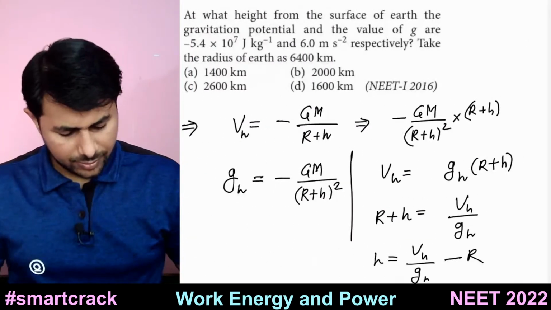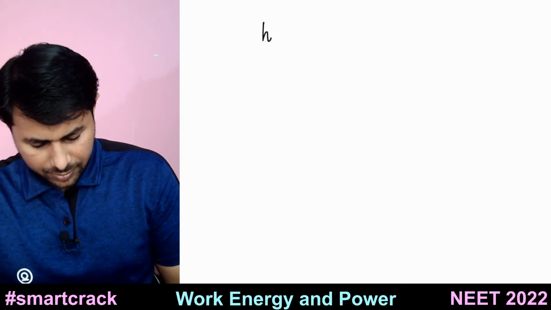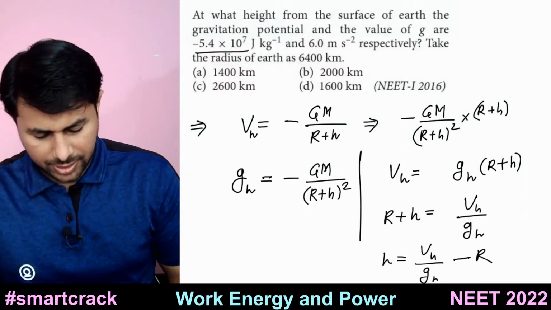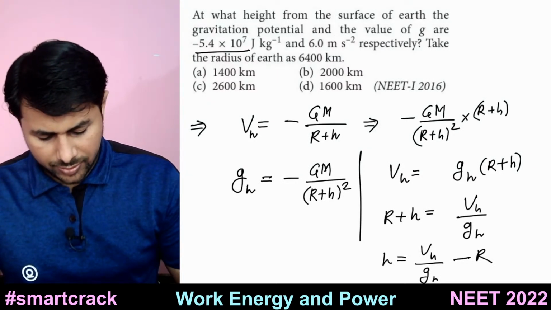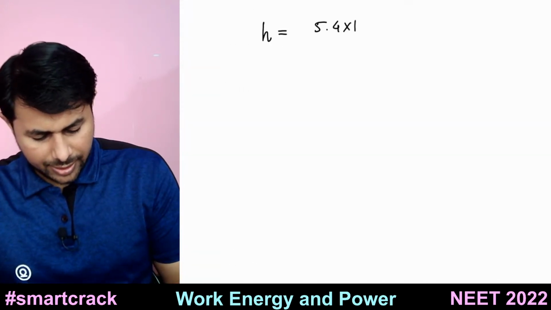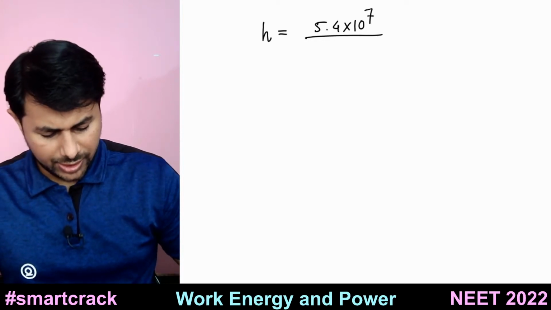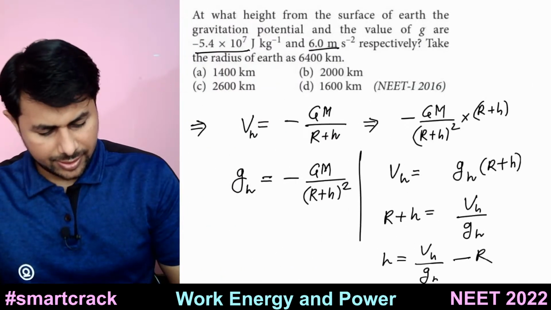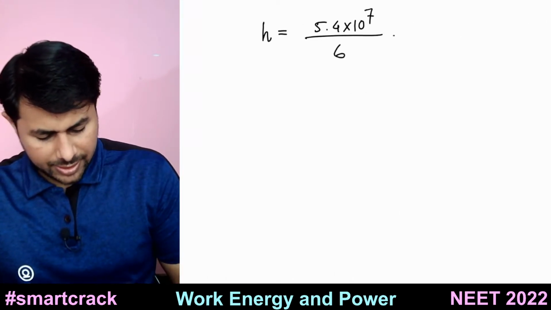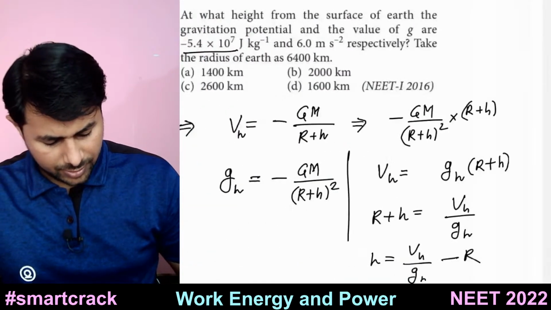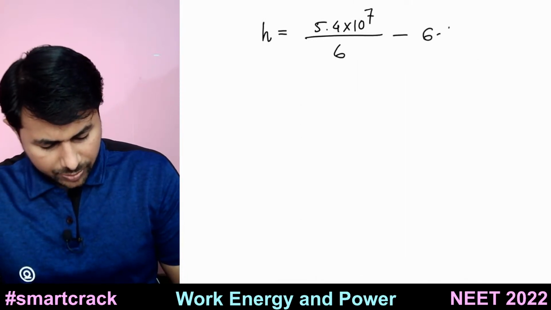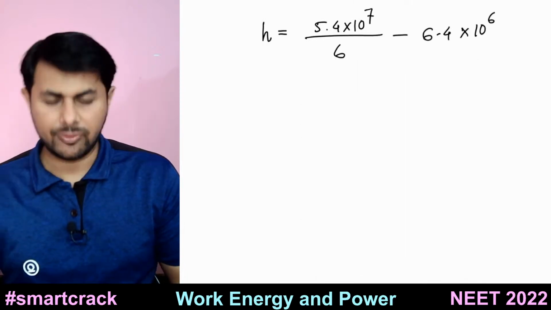So then h will be equal to, we have to substitute the values. What is vh? It is 5.4 into 10 raised to 7, and in the denominator we have gh, which is 6, divided by 6, minus we have r, which is 6,400 kilometers. So 6.4 into 10 raised to 6 we can write.